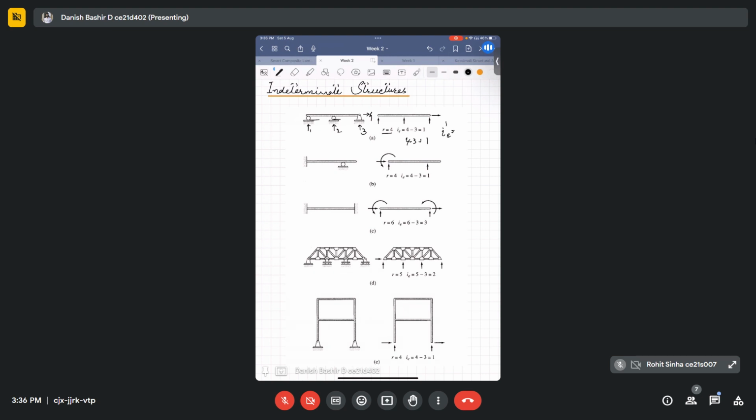This variable is known as the degree of statical indeterminacy. So its degree of statical indeterminacy is 1.